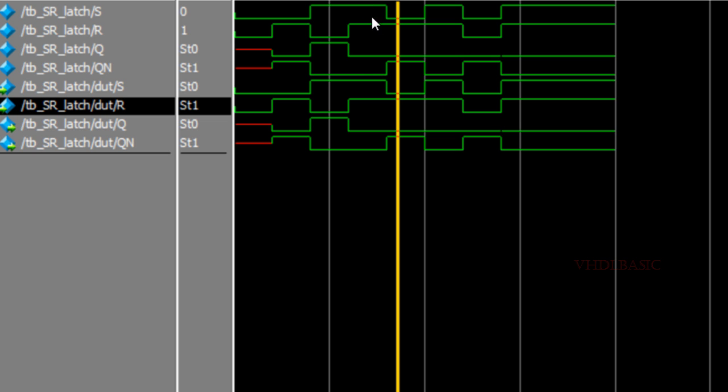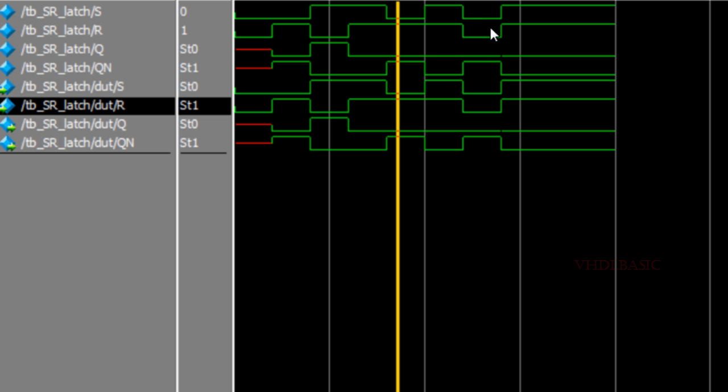When both the inputs are 1, both the outputs will go 0. We need to avoid this situation, but I am showing this for our understanding with respect to the truth table. So it is matching the truth table. Now I am making set to 0, which means it is the reset state. So if you see, Q is maintained at 0 and Q bar is going to 1, which is the reset state. Then again I am making both the inputs 1, so again both the outputs go to 0.